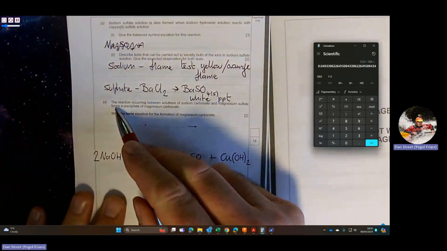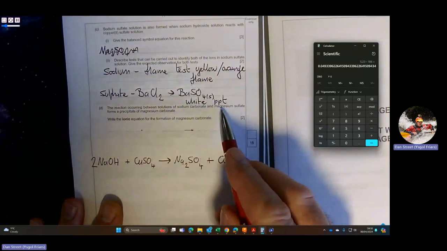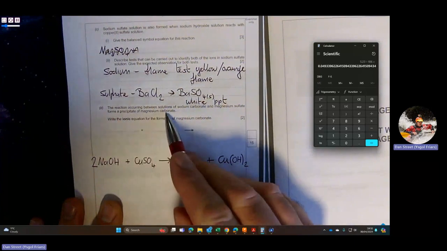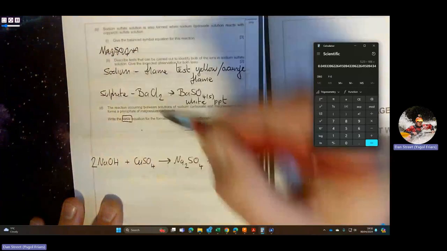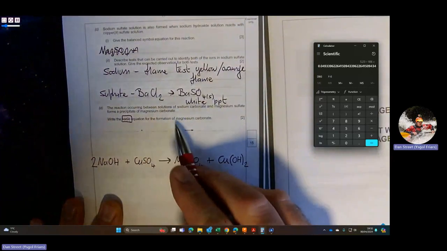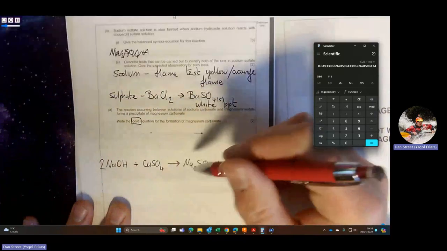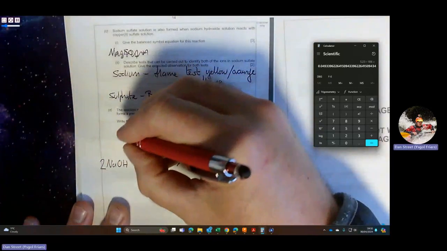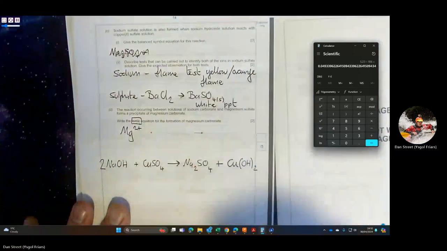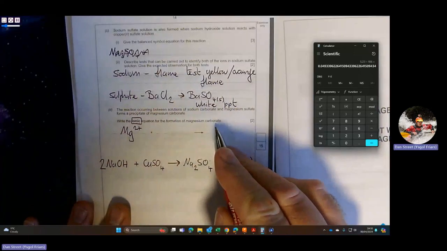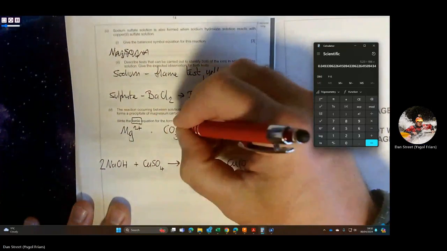This next question. The reaction occurring between solutions of sodium carbonate and magnesium sulfate forms a precipitate of magnesium carbonate. Right, the ionic equation, okay, so it's important that we see that word there, for the formation of magnesium carbonate. So the magnesium ion, we could refer to the back, but I'll save us the bother, is Mg2+. And the carbonate ion, because it is an ionic equation, is CO3 2-.